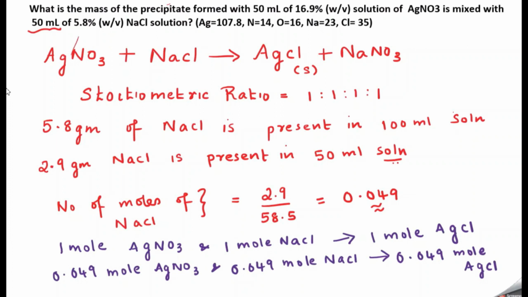So I got the answer for the mass of the precipitate in terms of moles. I need to convert this mole value to mass. How can we do that? We will check how to do that. First we will rub this, then we will see how to do that.